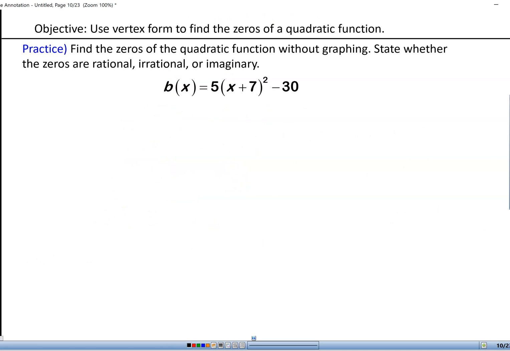Practice problem for you to try, either in your guided notes or on a piece of paper, wherever you have room.